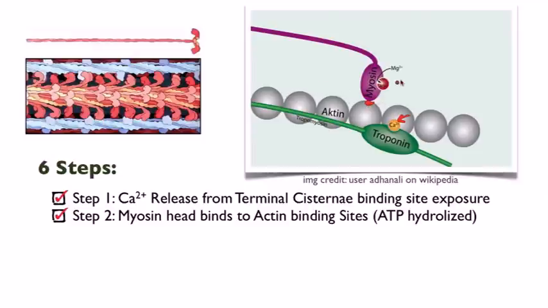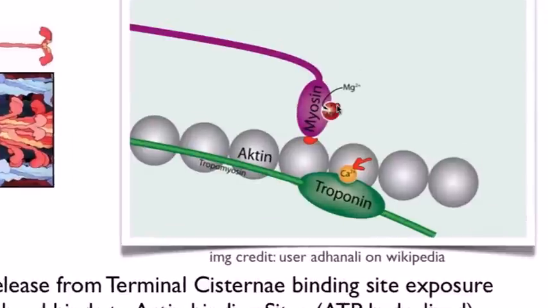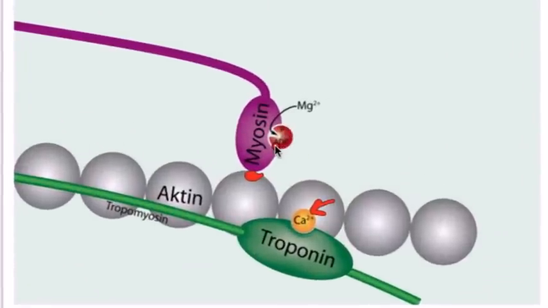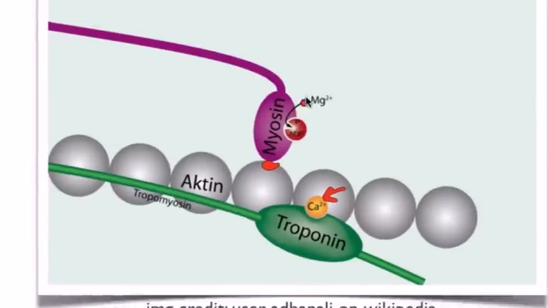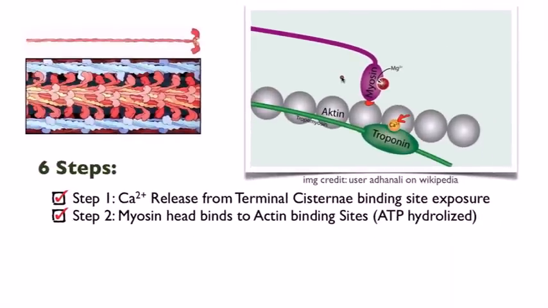Now, in order for that to happen, we said that there's normally ATP that's on the myosin heads, and you saw that in the previous figure, but that ATP has to be hydrolyzed to become ADP and an inorganic phosphate. So we have ADP and the phosphate. All right, so we have the myosin head that has bound to the binding site on the actin. That was step number 2.